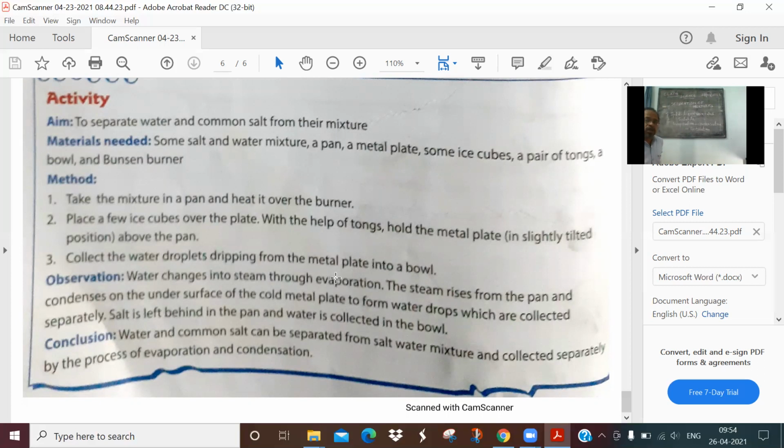In distillation, evaporation is followed by condensation. There we need to collect the liquid as well as the solid component. So this is the separation of a soluble solid from a liquid mixture.